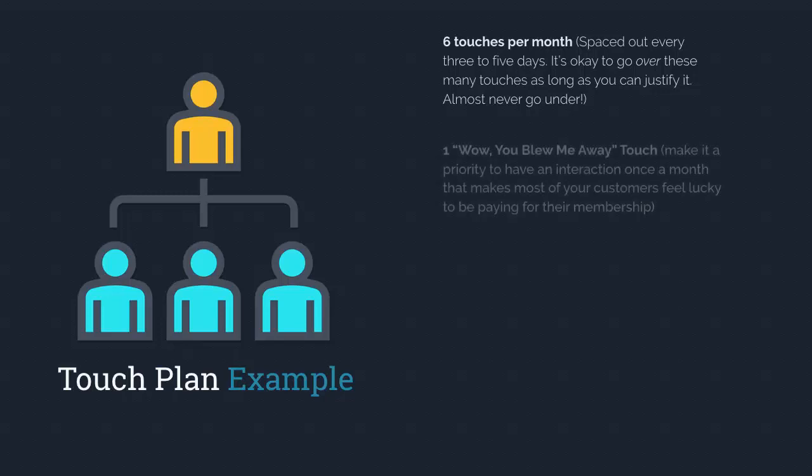Now, this is where we want to engineer that wow factor. I want one of my 6 touches to be the, oh my God, you blew me away. So I want to make a priority to have an interaction once a month that makes most of my customers feel lucky to be paying their membership. And that's what you should think of when you create your continuity programs. Is one of those 6 touches is reserved completely from an emotional perspective, not from a content. The content will then follow whatever that emotion is that, whoa, that blew me away. So that's my major touch point. One of the 6 per month is going to blow them away.